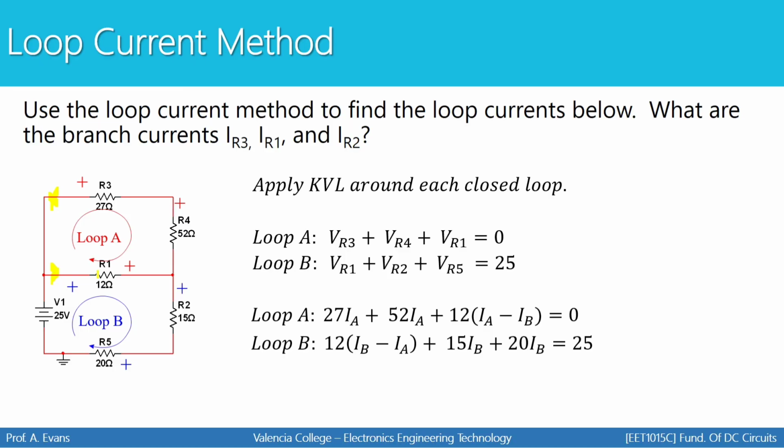Next, I'm going to replace each voltage with its Ohm's law equivalence. So for VR3, that's going to be 27 times IA. For VR4, that's going to be 52 times IA. And for VR1, that's going to be 12 times (IA minus IB). For loop B, I'm going to have VR1 again. This time I'm going to have 12 times (IB minus IA).